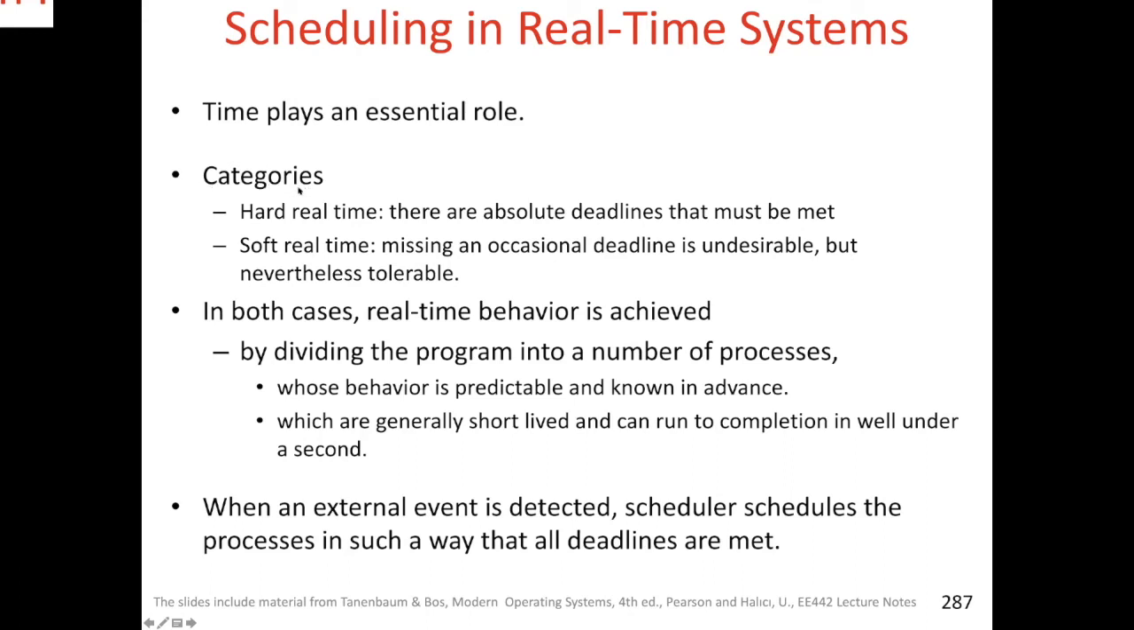In scheduling real-time systems, time plays an essential role. Categories of real-time systems are hard real-time, where there are absolute deadlines that must be met, and soft real-time, where missing an occasional deadline is undesirable but nevertheless tolerable. In both cases, real-time behavior is achieved by dividing the program into a number of processes whose behavior is predictable and known in advance, which are generally short-lived and can run to completion in well under a second. When an external event is detected, the scheduler schedules the processes in such a way that all deadlines are met.